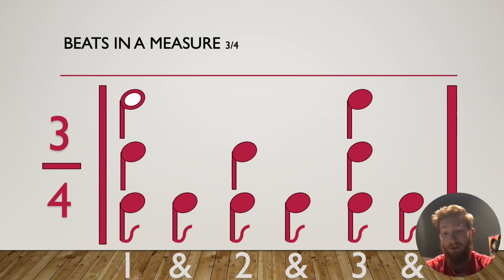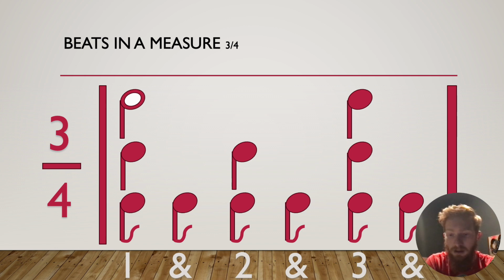1, 2, 3, 1, 2, 3, 1, 2, 3, 1, 2, 3. And then you can have eighth notes take up the same amount of space, but half the beat, right? So 1 and 2 and 3 and 1 and 2 and 3 and 1 and 2 and 3 and 1 and 2 and 3 and 1. So on and so forth. And you can have any combination of those as long as there are only 3 beats in the measure, or 3 steps in the sidewalk, right?